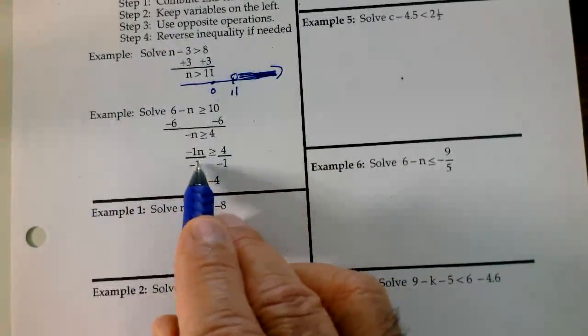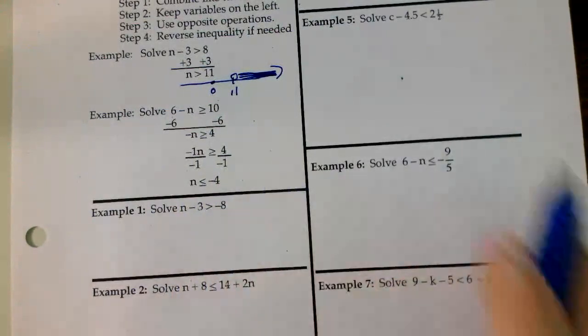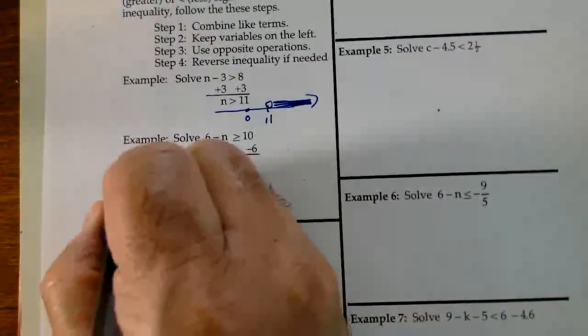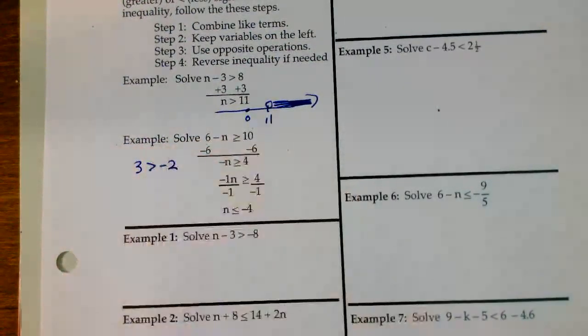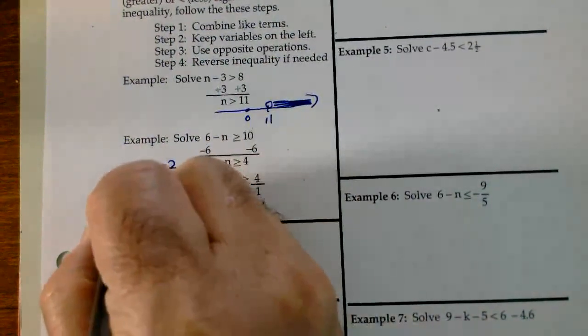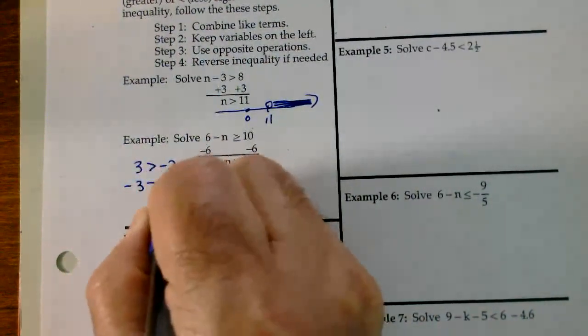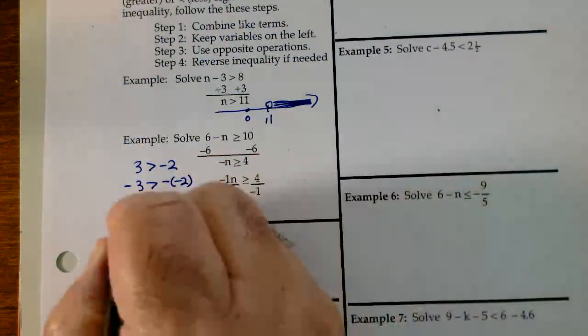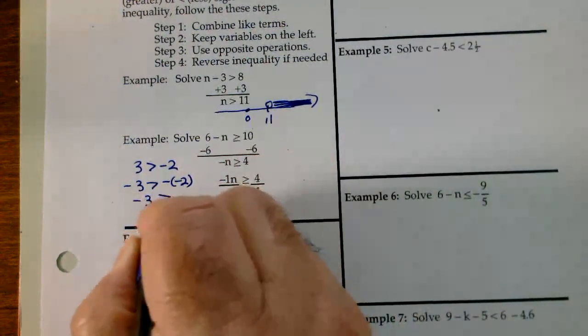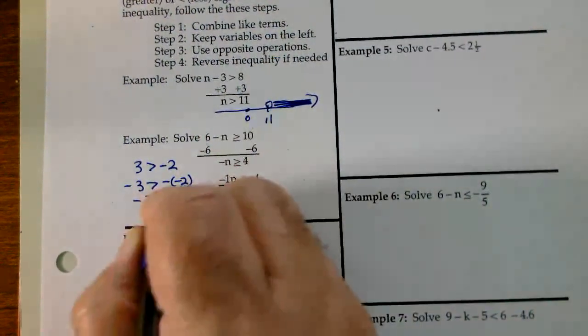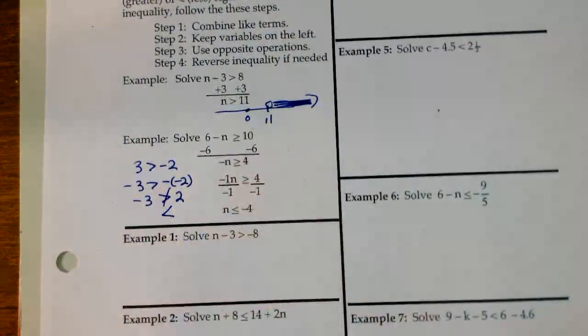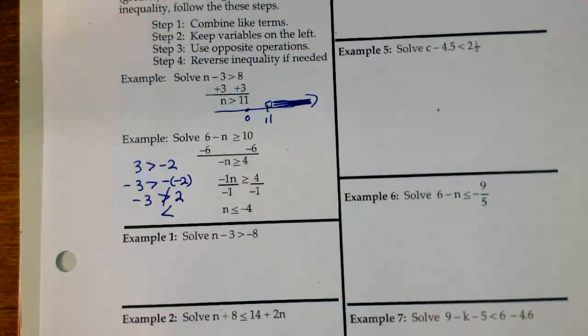Now here you divide by -1 and it flips. And let me tell you why it flips. Imagine if you would, you have 3 is greater than -2. That is true. If you multiply both sides by a negative, you're going to get a -3 on the left and a +2 on the right. How can -3 be greater than +2? It cannot. This is why you always reverse the inequality, that is, when you're multiplying or dividing by a negative number.